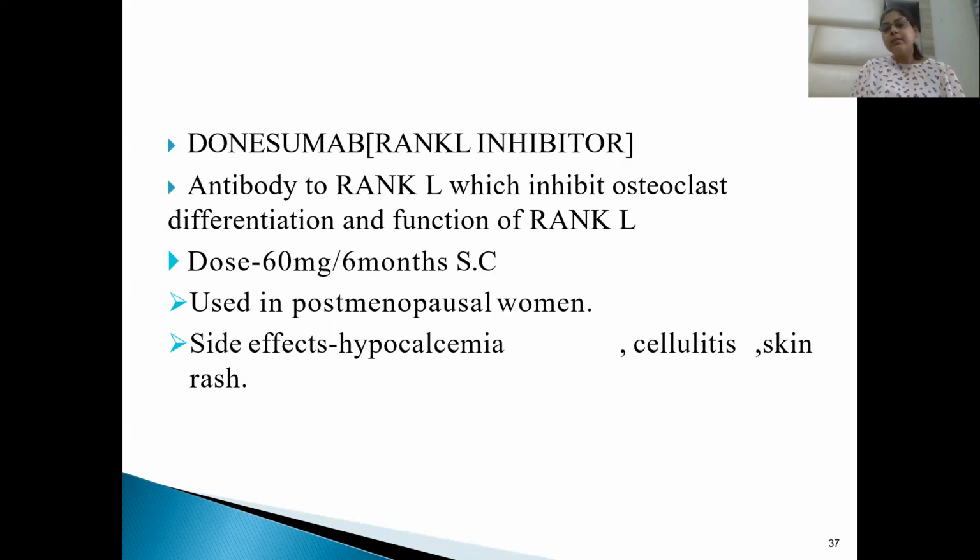Denosumab is the RANKL inhibitor. RANK is the receptor which, when stimulated, causes the stimulation of osteoclastic activity. And when the ligand against RANK is inhibited, osteoclastic activity will not be stimulated, so bone resorption doesn't take place. So a monoclonal antibody to RANKL inhibits the osteoclastic differentiation function of RANKL. Dose is 60 milligram every 6 months subcutaneously, used in postmenopausal women. Side effects are hypocalcemia, cellulitis, skin rash.